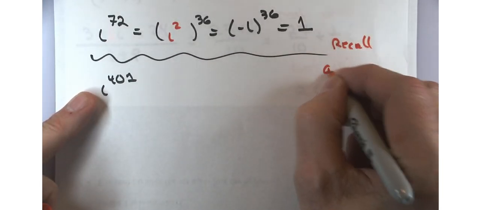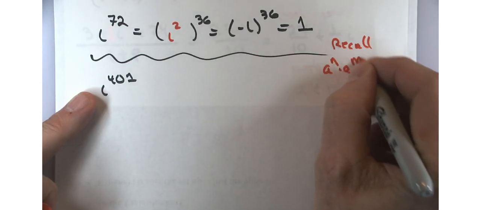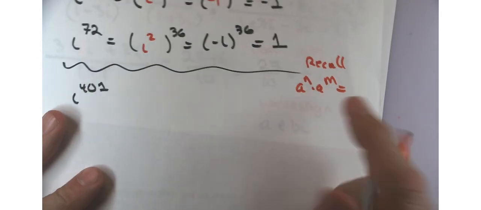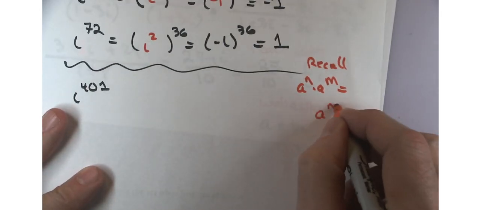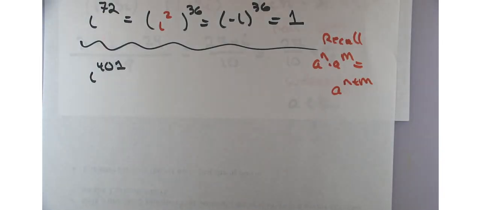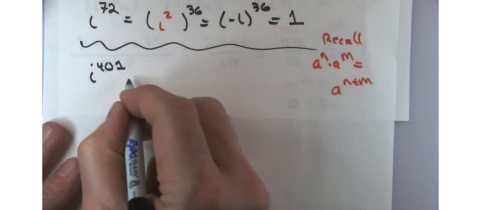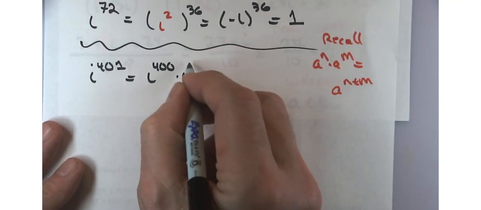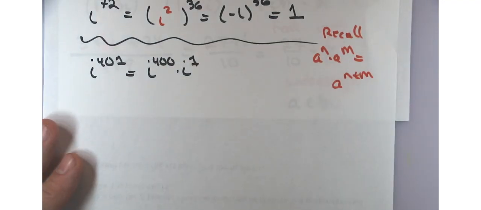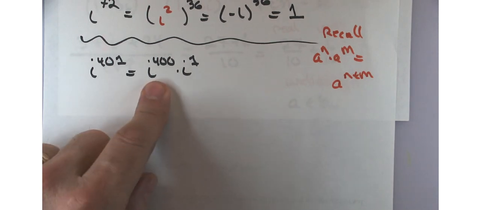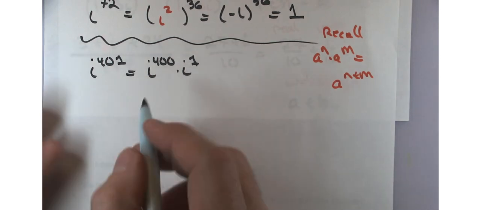Recall a to the n times a to the m. What happens when you multiply things with the same base? What do you do with their exponents? Add them. So I can work this in the opposite direction. I can rewrite this as i to the 400th times i to the 1st. Now what's the benefit of that? Well, the benefit is that I can rewrite this and just ignore this.